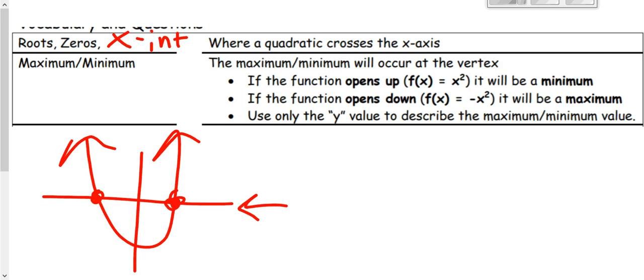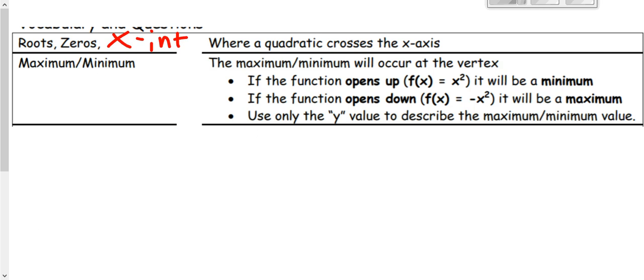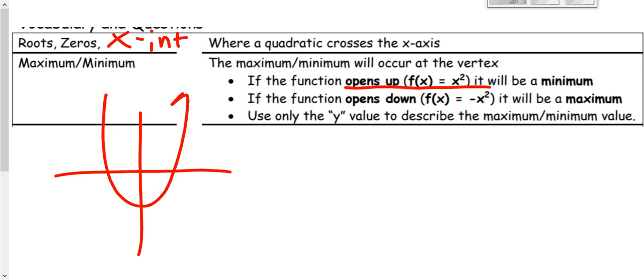Now, we also have, when we're talking about quadratics, maximums and minimums. So if the function opens up or it has a positive x squared, you're going to have a minimum. And that is because here we have another picture that's opening up. It's smiling because that a value, that x squared value, is positive.